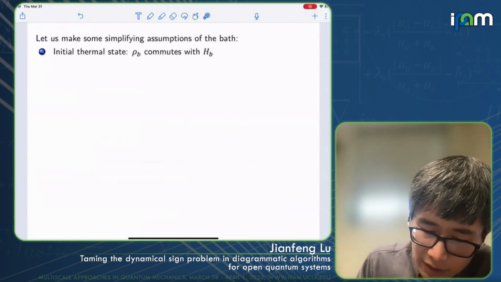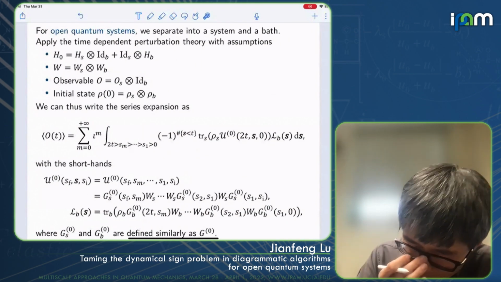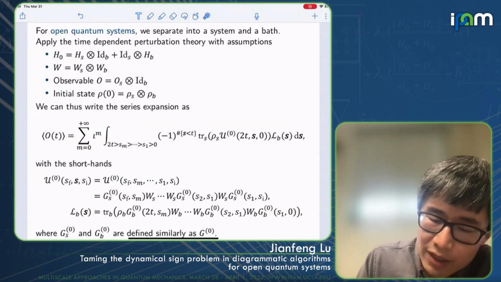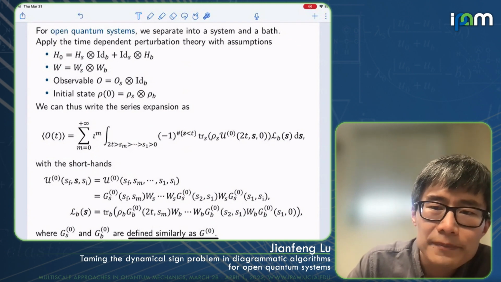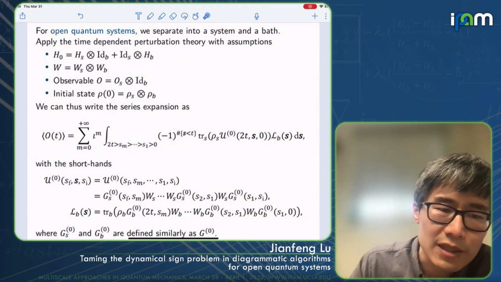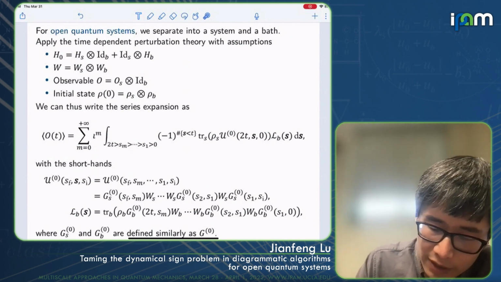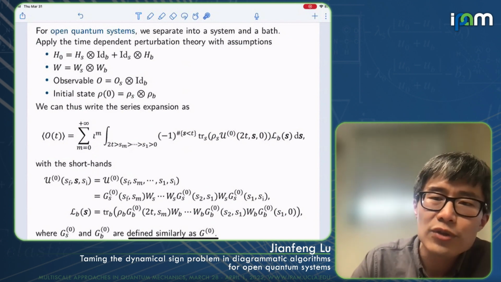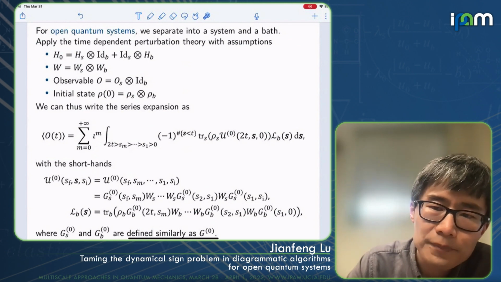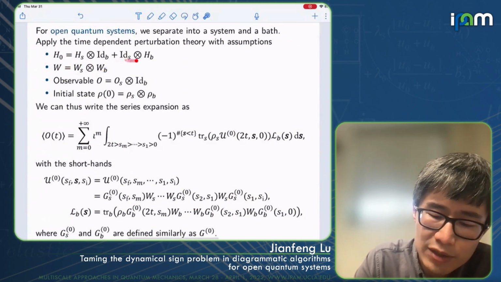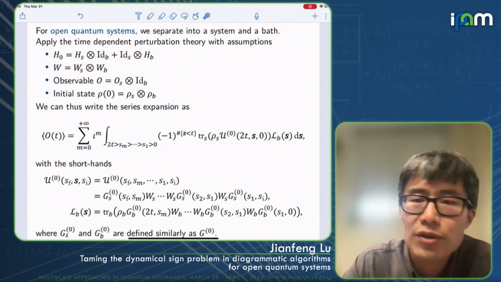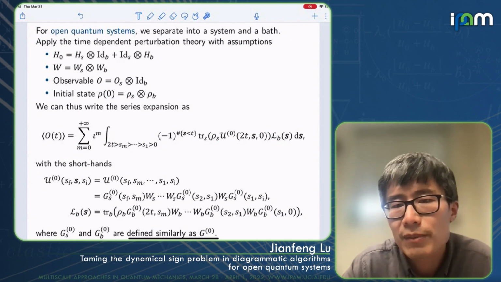Let me not bore you with these formulas, but I'm going to make a few assumptions to make our life slightly easier. Up to this point, you still need to evolve the coupled system. You're just treating the interactions perturbatively, but there are still systems that you need to evolve, and in particular, I still need to keep track of what's happening on the bath.